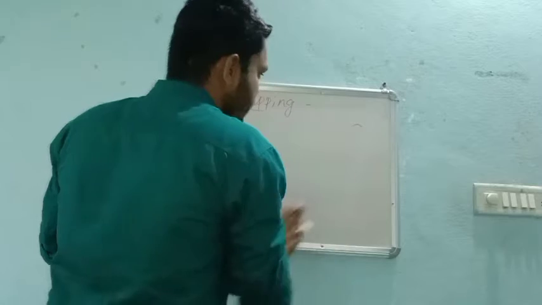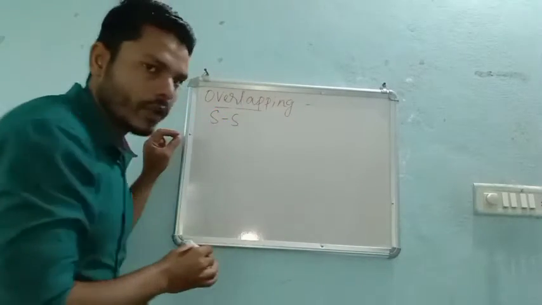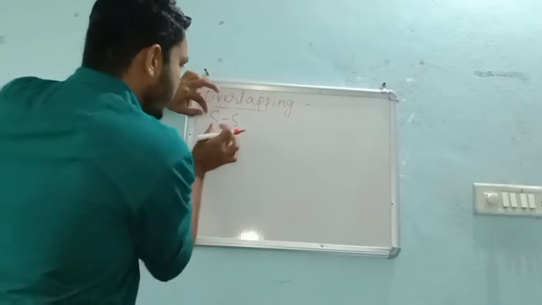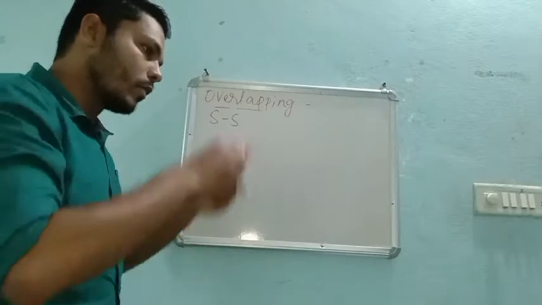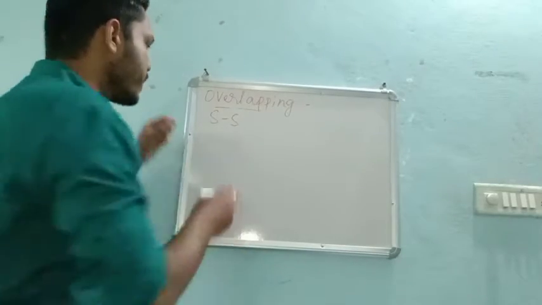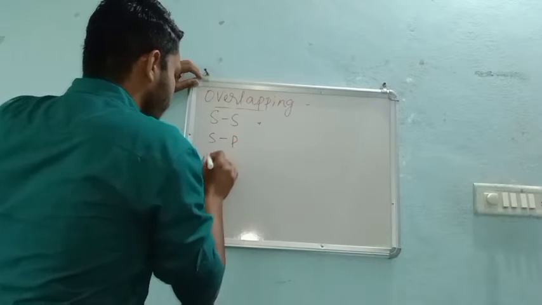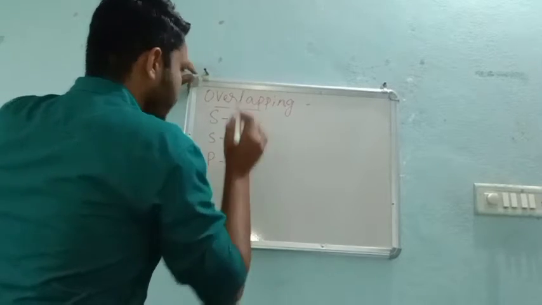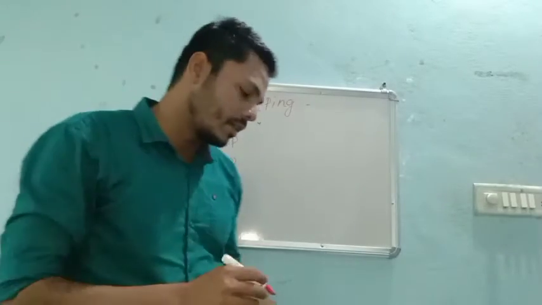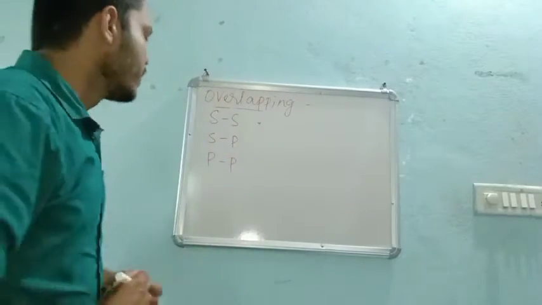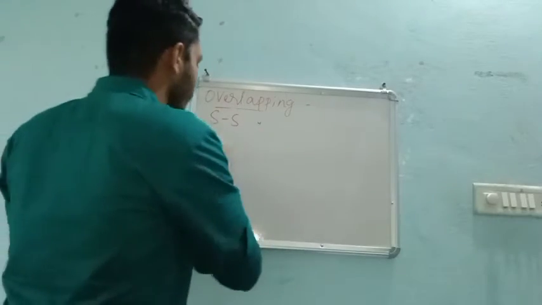For your syllabus, there are three types of overlapping. One is SS overlapping, that means an S block element reacting with one more S block element. We will see an example also. Then SP overlapping, and PP overlapping. Right? These are three types of overlapping, which you can see in your syllabus. So what are SS, SP, and PP? We will see with one example.